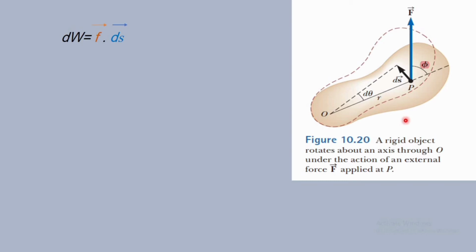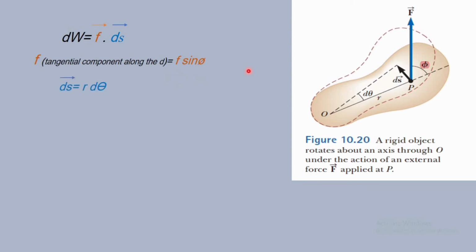I will make a resolution for the force, and I will only consider the component that is tangential to the displacement. So here, if I resolve the force, the x-axis component will be F cosine phi, and the y-axis component will be F sine phi. And we will only, as I said, consider the tangential component along the distance. So the force will equal F sine phi.